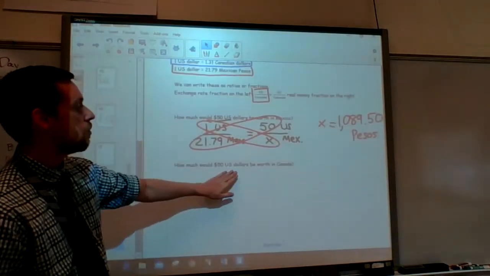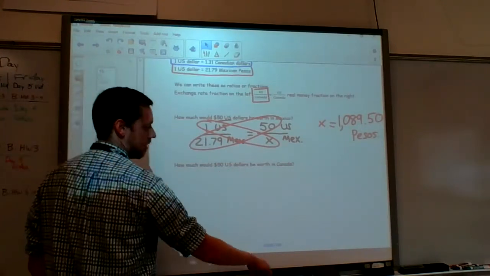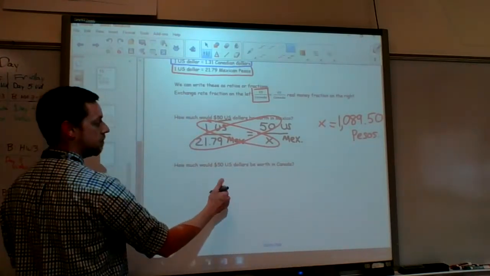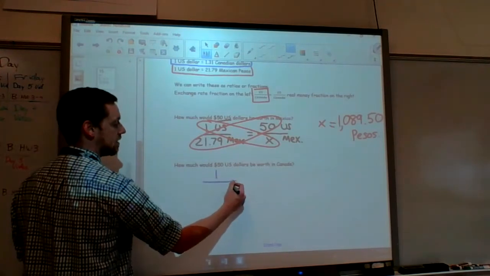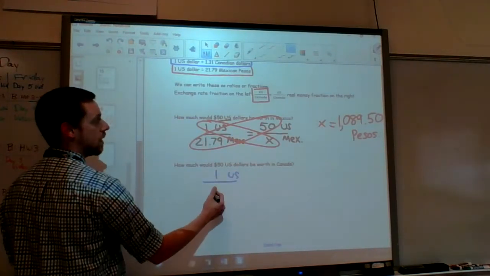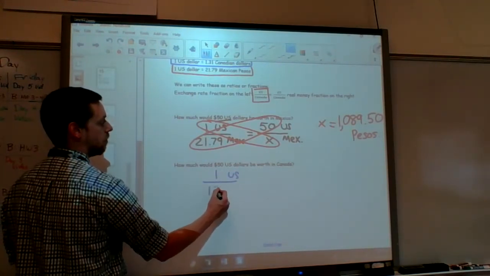Right? So now let's see, if we go to Canada, 50 US dollars would turn into how much Canadian? Now I've got to use the Canadian exchange rate. 1 US dollar is $1.31 in Canada.